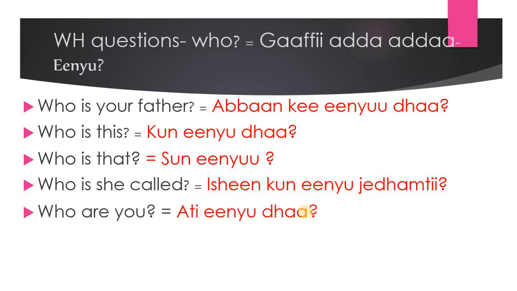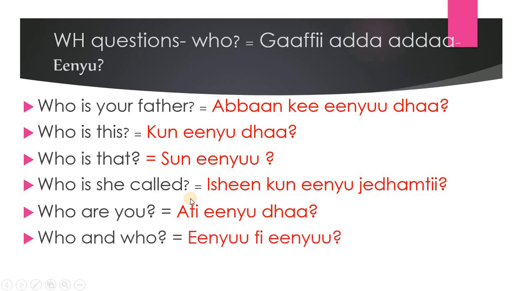Who are you? Ati eenyudha. Taking one a out, ati eenyudha. Avoiding the whole da, ati eenyu. After adding one u on eenyu, ati eenyu. Ati eenyudha. All that's possible. Okay, next question.